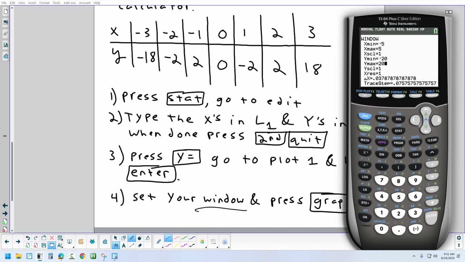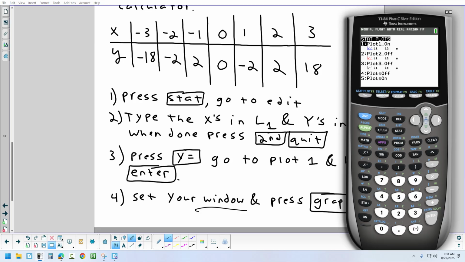Now, before we hit graph, these should already be all set, but I just want to check something on everybody's. Press second, and press y equals. We already did this, but everyone's plot 1 should say on.